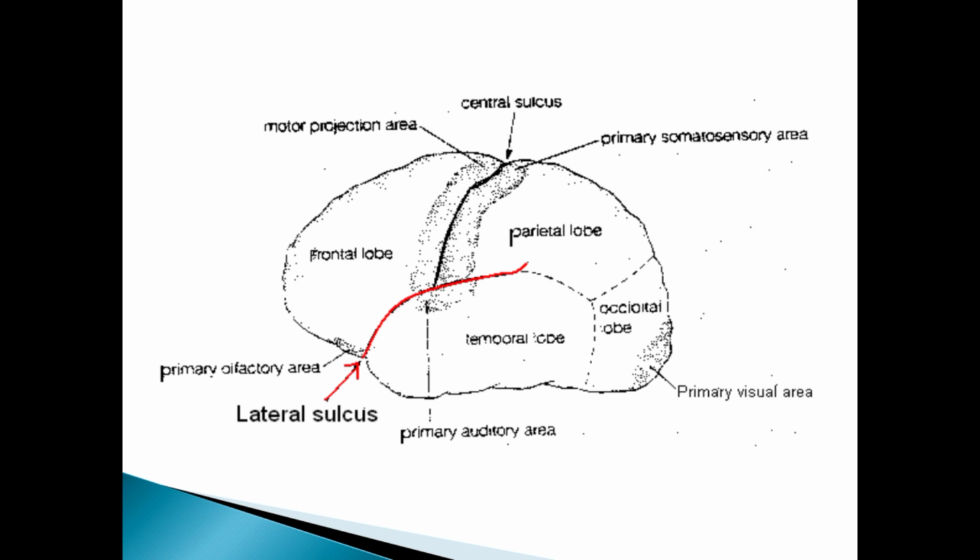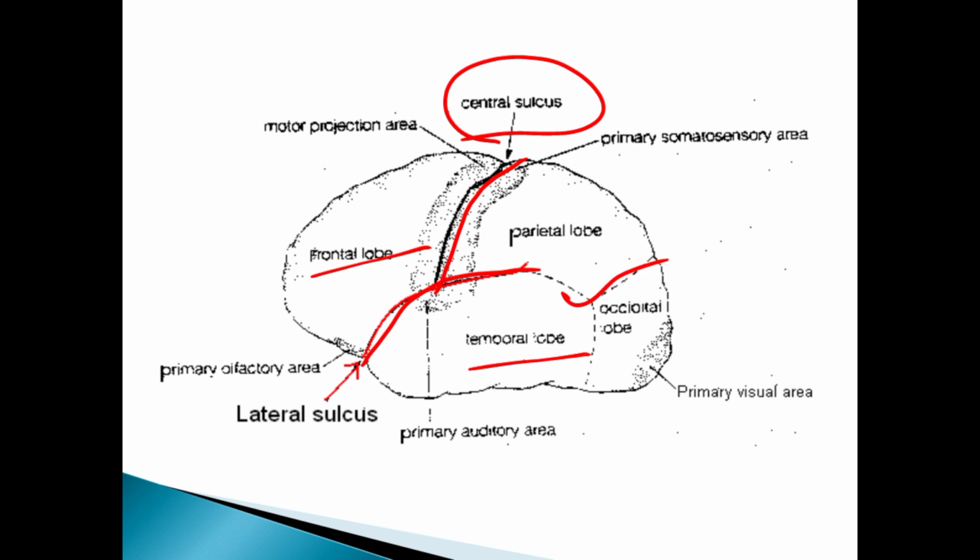Between the frontal lobe and the parietal lobe, there is a very deep sulcus called the central sulcus. This central sulcus divides the frontal lobe from the parietal lobe. Then between the frontal lobe and the temporal lobe, there is the lateral sulcus, and between the parietal and occipital lobes there is another dividing sulcus.